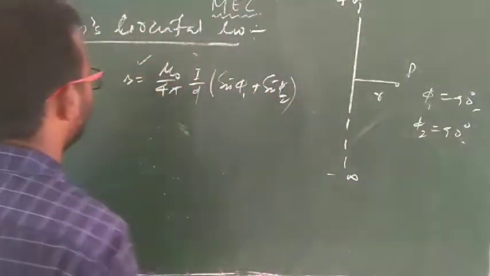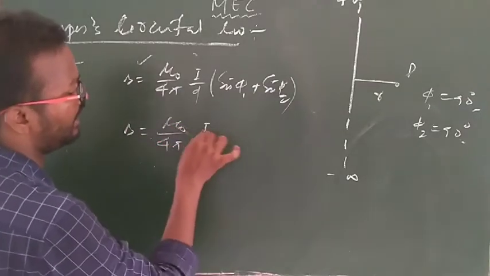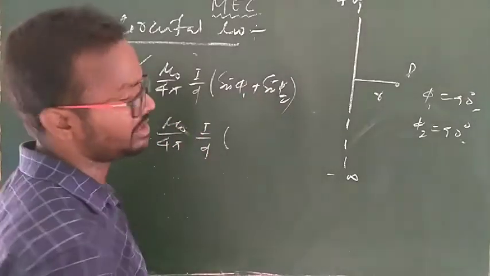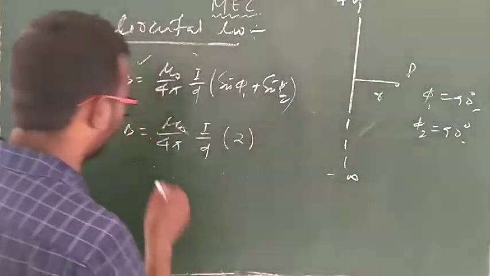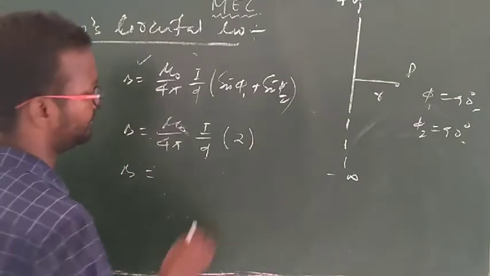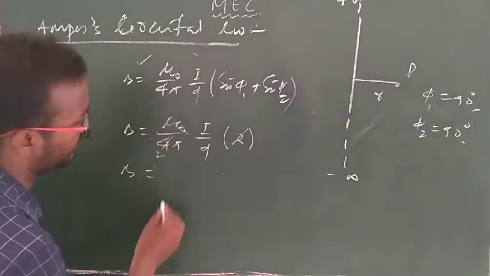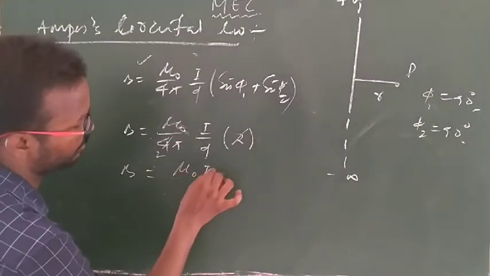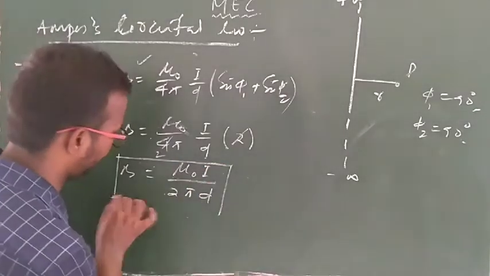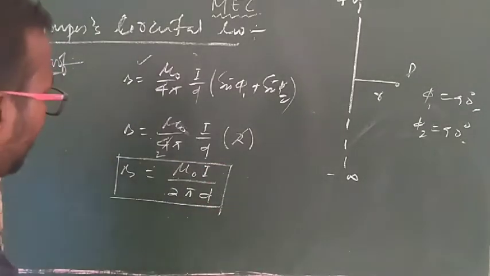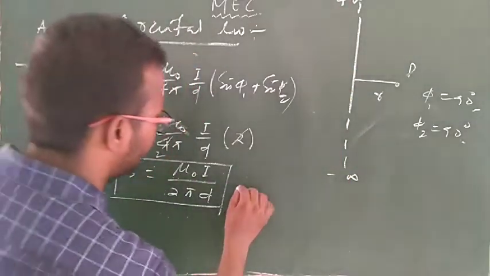Clear? So B equals mu naught by 4 pi, I by D, times sin 90 plus sin 90, and sin 90 equals 1. So 1 plus 1 is 2, and B equals mu naught I by 2 pi D. This is the mathematical formula of magnetic field strength due to an infinite conductor. Clear? This is equation 1.